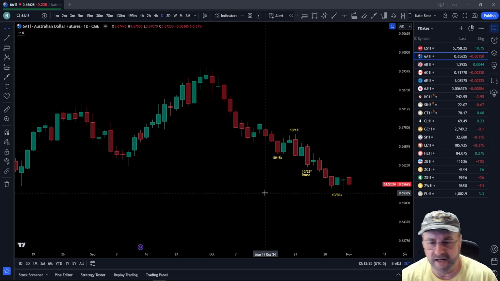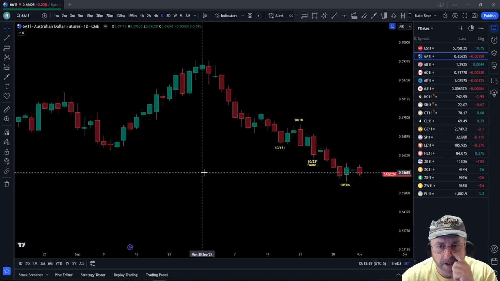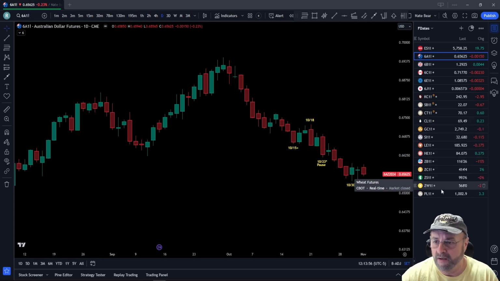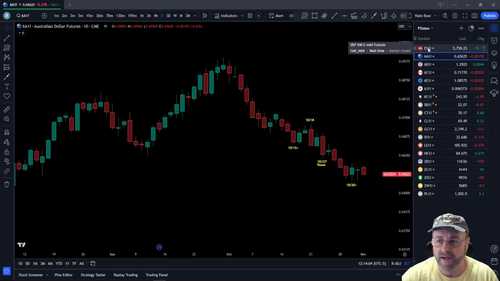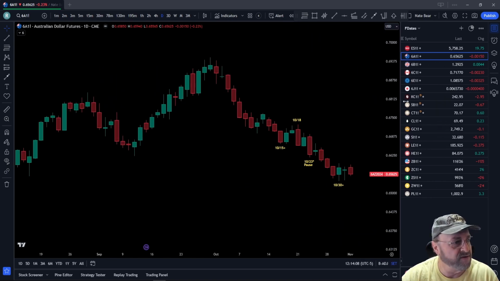So I plotted on this chart and I chose the Australian dollar. These are all the markets that we put, including the mini, S&P mini. All of these, if you'll look at this list, we have, let me see if I can expand it for you here, if it makes a difference, probably not.